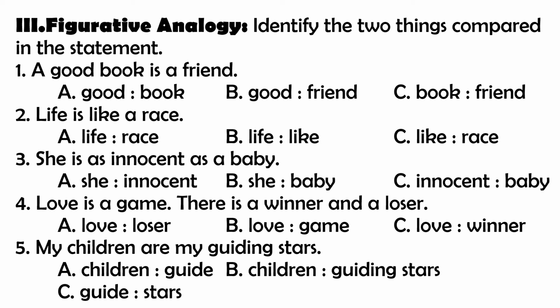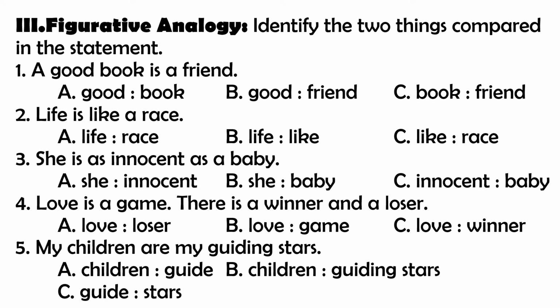Number 2. Life is like a race. A. Life is to race. B. Life is to like. C. Like is to race. Number 3. She is as innocent as a baby. A. She is to innocent. B. She is to baby. C. Innocent is to baby.